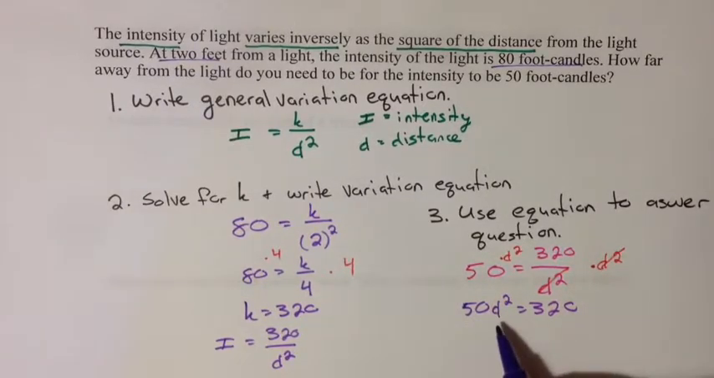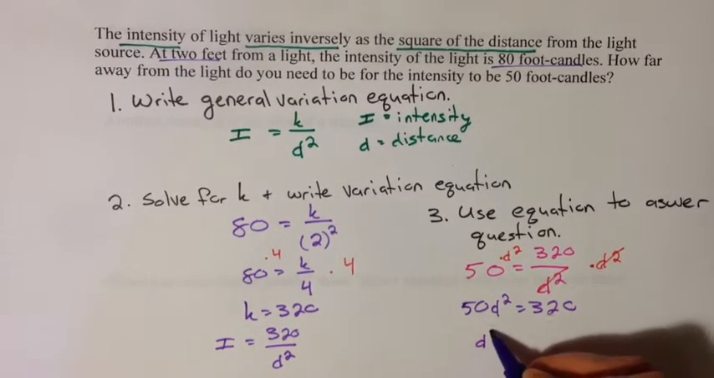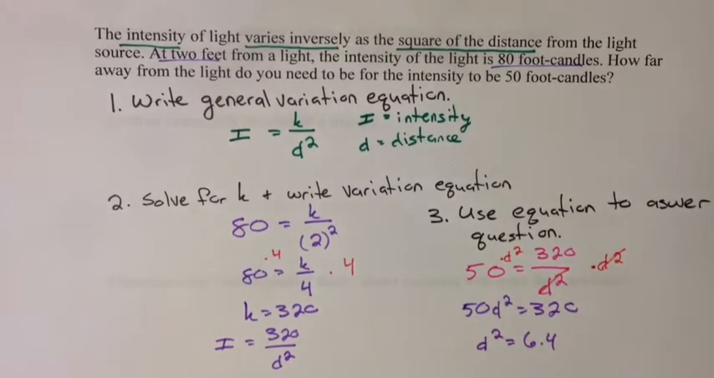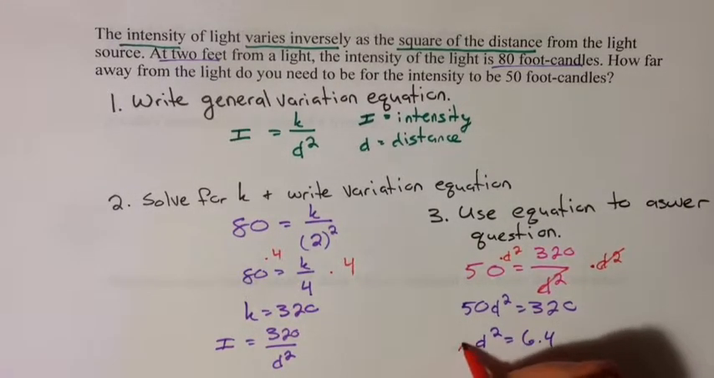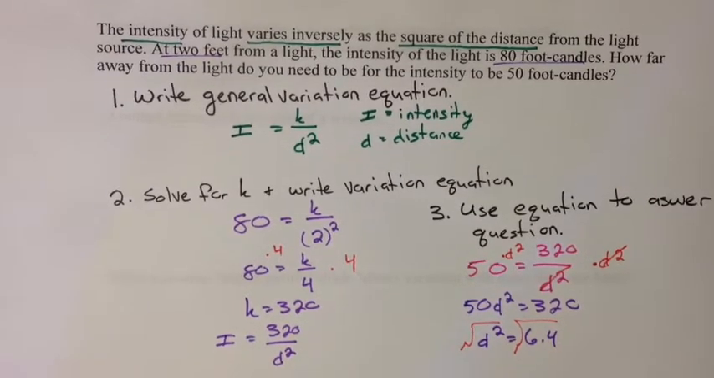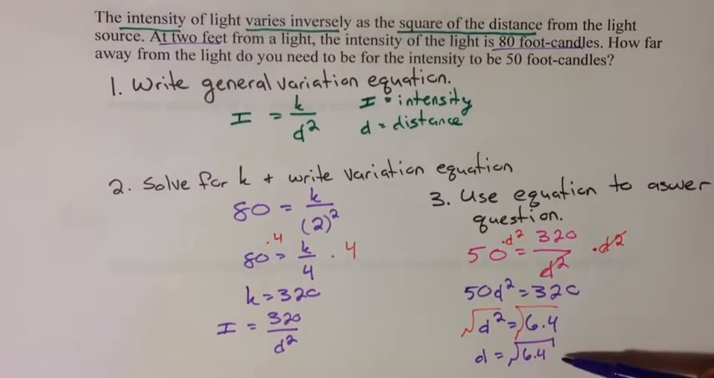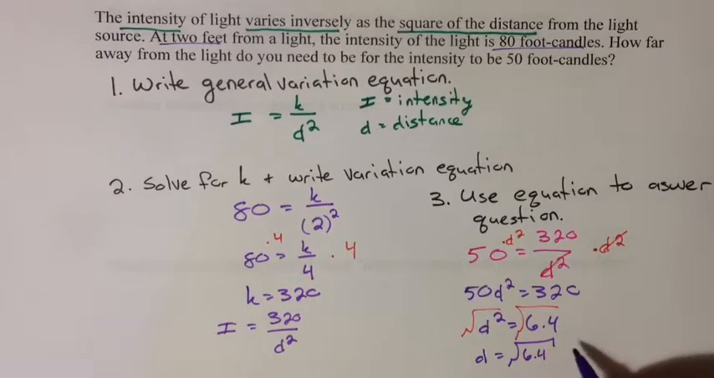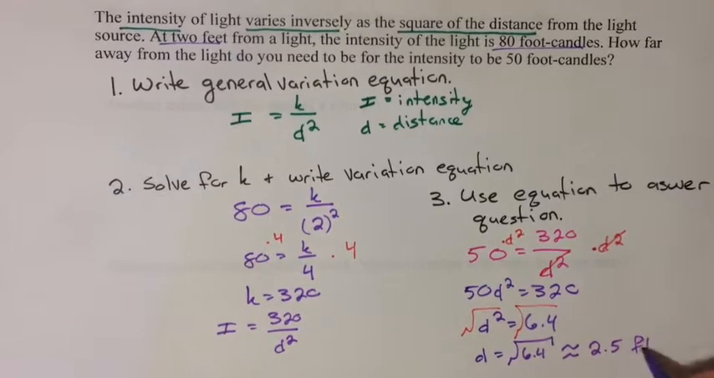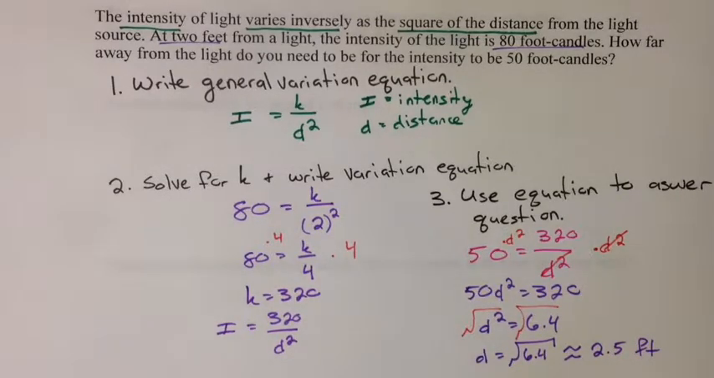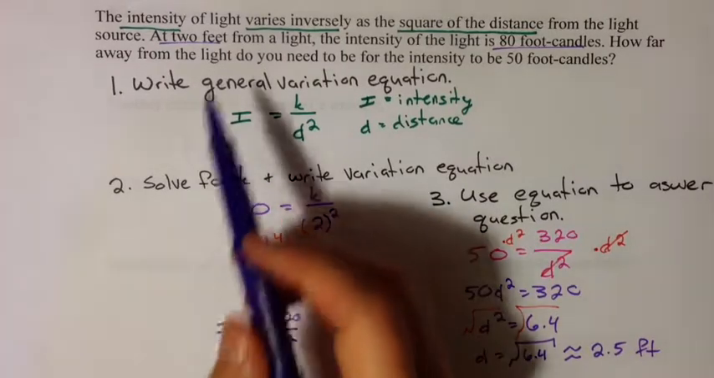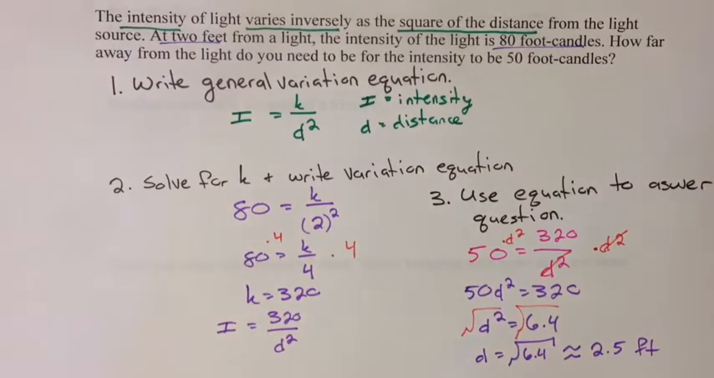Now I'll solve for the d squared, dividing both sides by 50, to get d squared equals 6.4. To undo the squaring on the d squared, we'll take the square root of both sides, and we'll find that d is the square root of 6.4. Now this is the nice exact answer, but let's go ahead and get a nice decimal approximation for that. This is about the same as 2.5 feet. So in order for the intensity to be 50 foot candles, you'd have to be about 2.5 feet away from the light, which makes a certain amount of sense since at 2 feet it was 80 foot candles. So if you get a little farther away, that'll make the intensity a little less too.